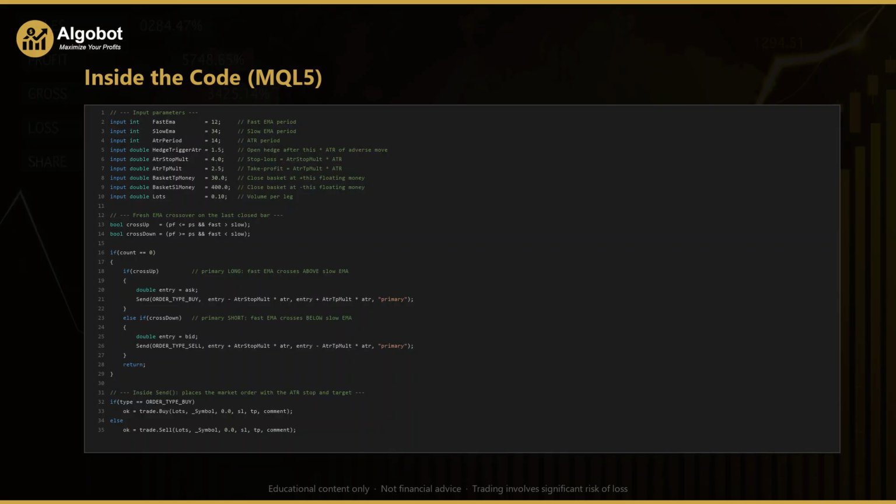Below the inputs, two Boolean values describe the crossover. Cross-up is true when the previous fast value was at or below the slow value, and the current fast value is now above it. Cross-down is the mirror image.